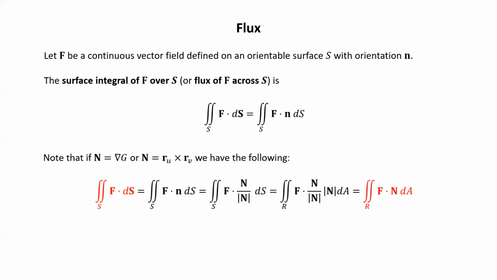We only need to find capital N by either computing the gradient or the cross product of the partials, depending on whether we're doing it as a non-parametric or parametric surface. And we can just take the dot product of the vector field with capital N and go right to the double integral over the region, skipping over several of these steps.